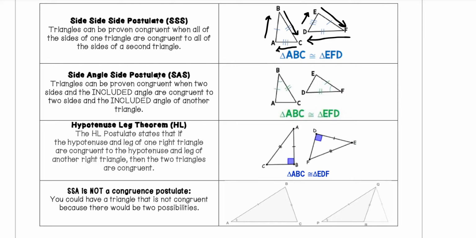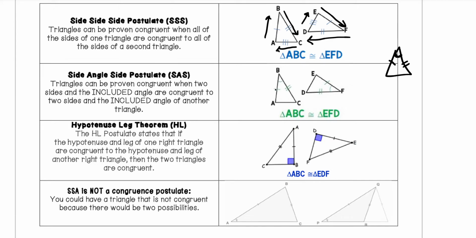Then we have our side angle side postulate, which is abbreviated as SAS. Triangles can be proven congruent when two sides and their included angle are congruent to two sides and their included angle of another triangle. So what we mean by that is if I had a triangle and I'm focused on this side and this side, well, this angle over here is not touching both of those sides that we're talking about, but the angle that's included would be the one that those two sides are making. So when we talk about included angle, it's between the two sides.